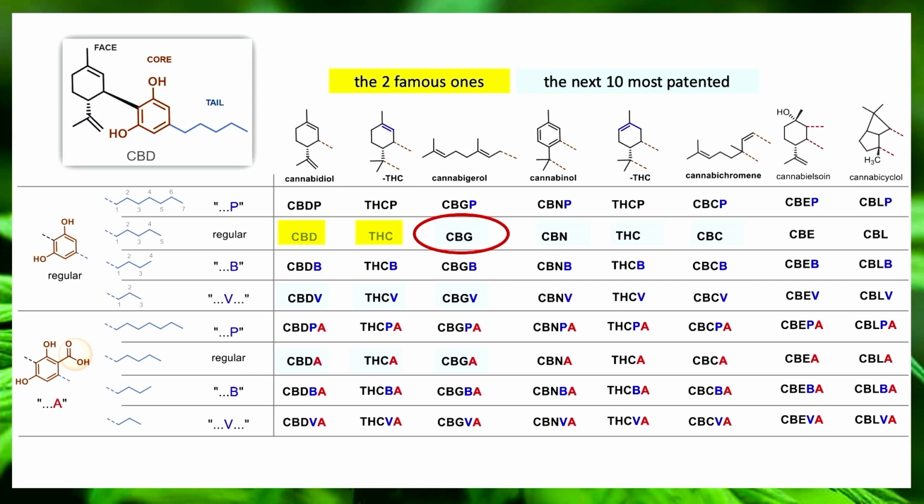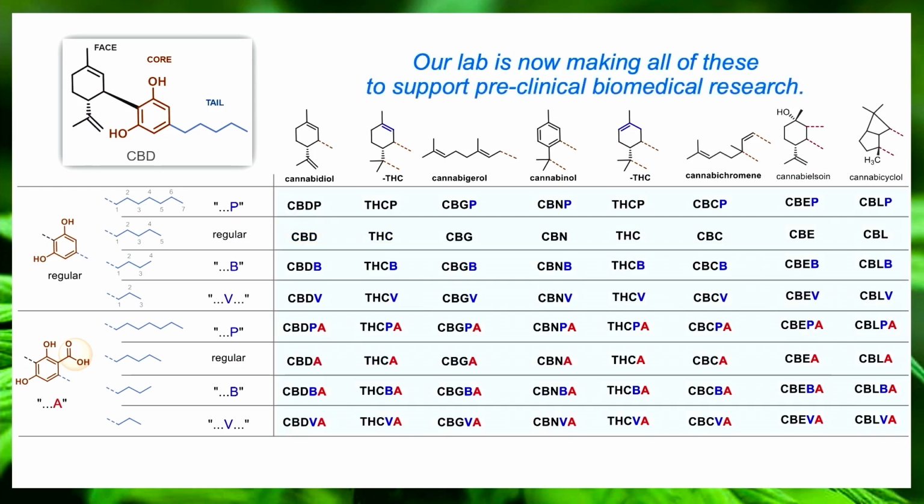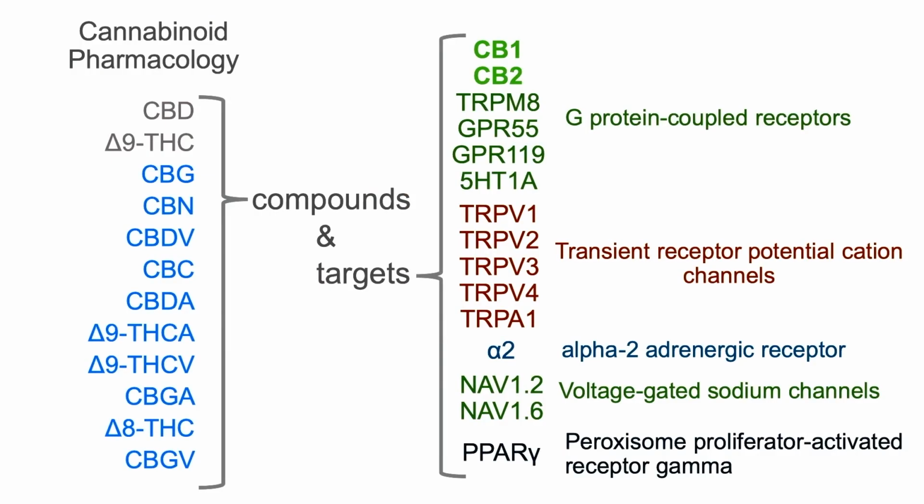Now, I'll just finish by saying that CBG, our objective now is to make all of these to support preclinical research. If some of them are responsible for some of these activities, it'd be good to know. The world that I play in is not in human trials or even animal trials. It is in pharmacology and enzyme targets. And these cannabinoids are most often associated with CB1 and CB2, but there are a lot of other potential targets on the radar that THC and CBD do not hit, but some of these minors are already well documented to hit. But the data is very incomplete.